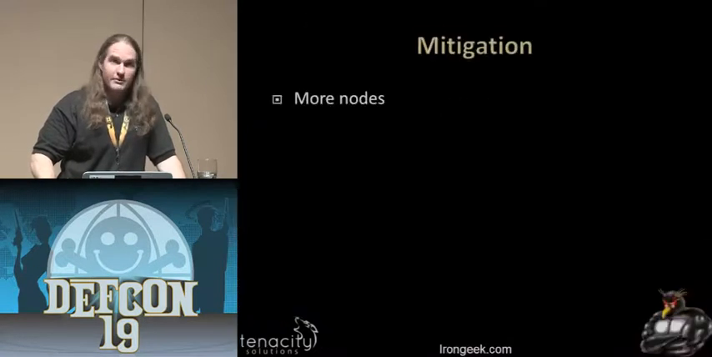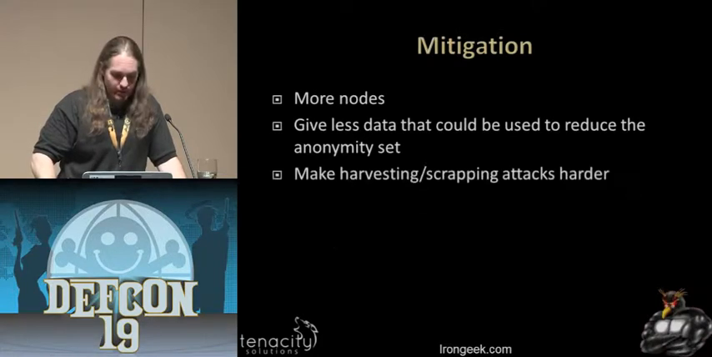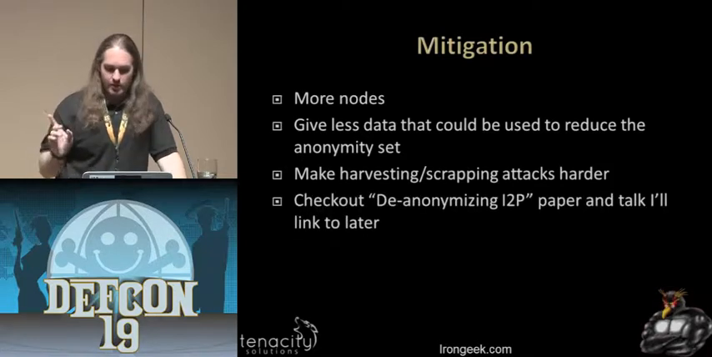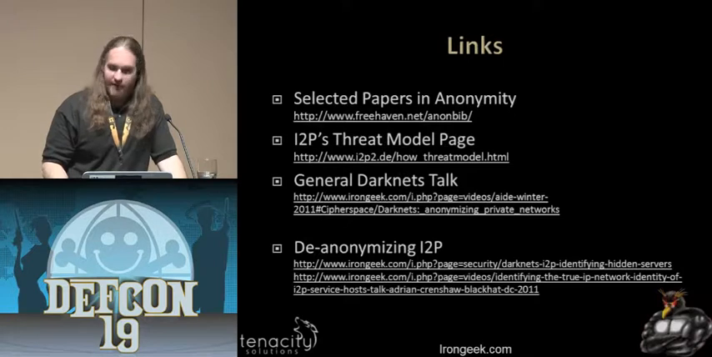Mitigations, well, more nodes helps, being a smaller needle in a larger haystack. Giving less data also helps, which is a good reason why in I2P we pulled out the server header in newer versions, making harvesting and scraping harder. Check out my article on de-anonymizing I2P later on, and I go into a lot more details of how those attacks work. Various links out there for if you want more information on this, and this is all on your DEF CON CD.